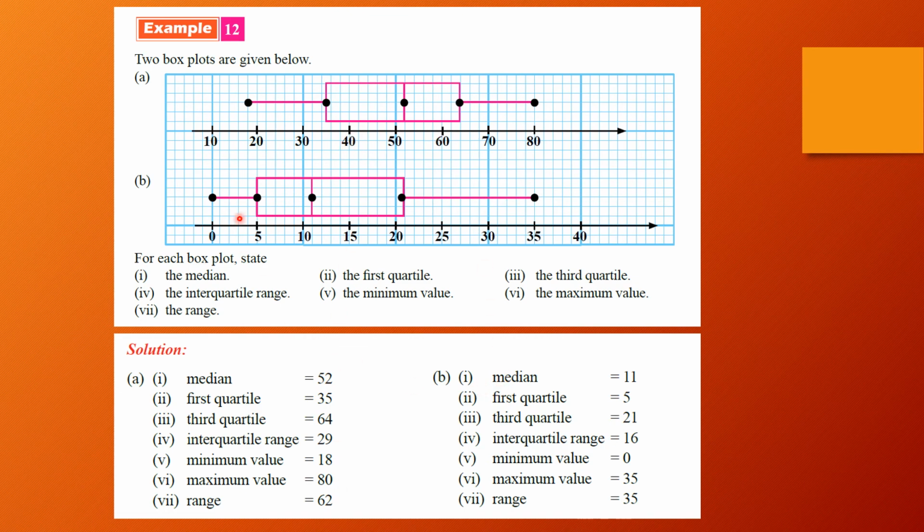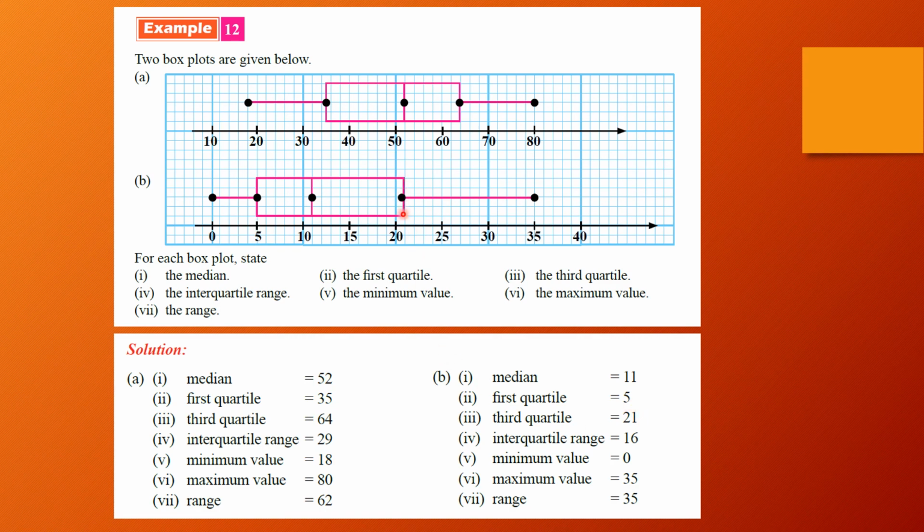Part B. The first part, median. Now we look at the scale first. Here is 10, 15, so you have 5 small boxes. Then one box represents 1 unit. So that means 10, 11. Median is 11. Then the first quartile. The dot is at 5. So the first quartile is 5.